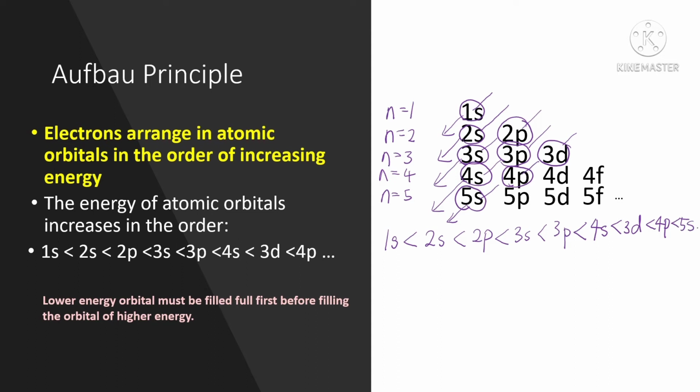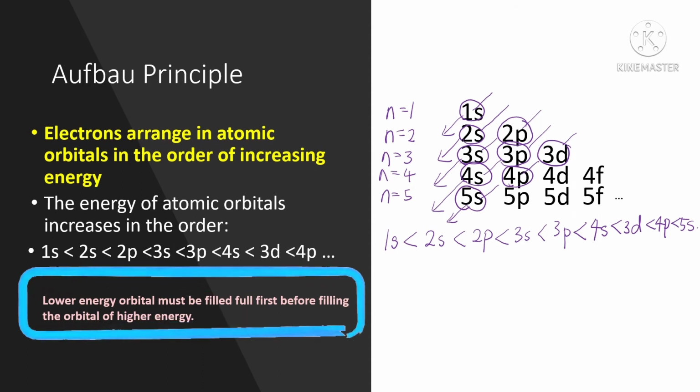According to the Aufbau principle, the electrons arranged in atomic orbitals need to be arranged in the order of increasing energy level. So the orbitals or subshells with lower energy must be fully filled with electrons first before filling the subshells or orbitals of higher energy.